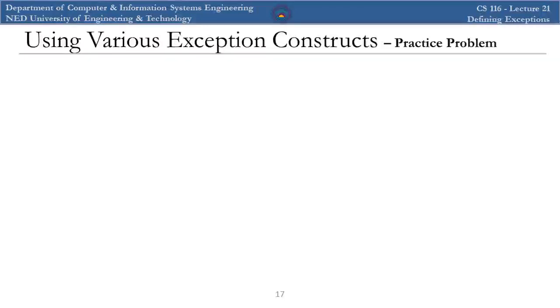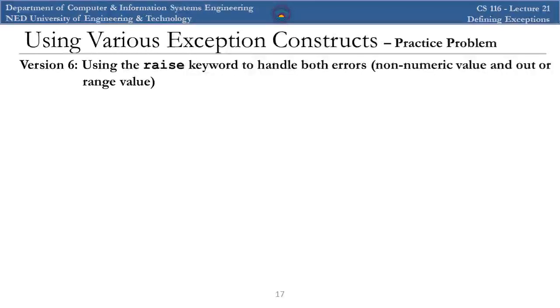Now here I'll use the same except block to handle both these errors. I can use the raise statement, the raise keyword, and I can raise the exception for the out of range case also. If the user enters something non-integer, Python automatically raises an exception. But if the user enters something out of range, I'll raise that exception by myself in the code. So in this case we can handle both the exceptions with the same except block.